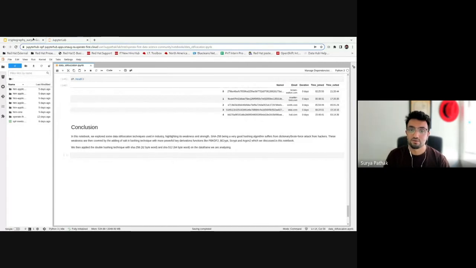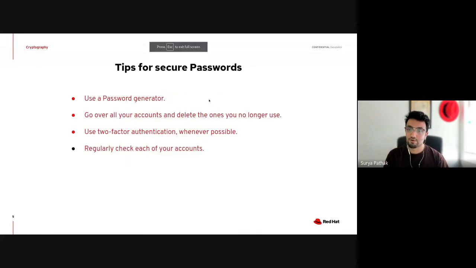So going back to my slides, some of the tips for secure passwords: we need to use a password generator. Normally when typing our own password, we generally stumble upon common words or phrases. However, using a password generator would be more effective for password creation. We should go over all our accounts and delete the ones we no longer use. We should use two-factor authentication whenever possible and regularly check each of our accounts.